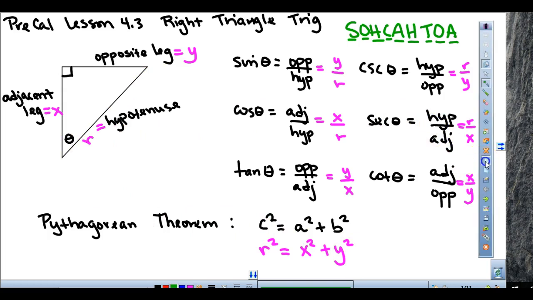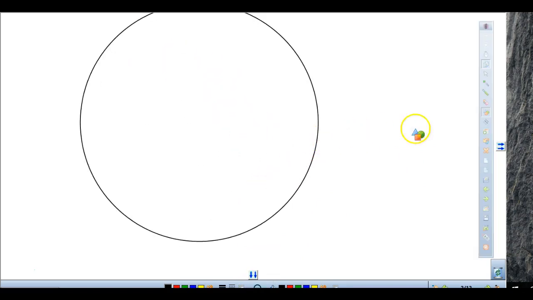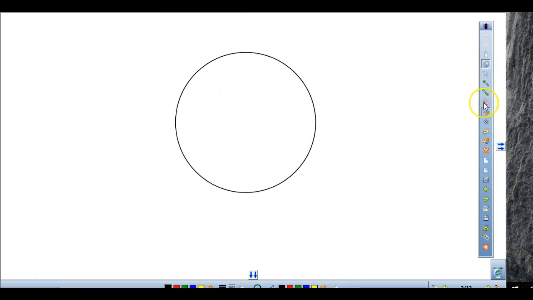I am so glad you asked. If you look at your unit, that is not a circle, Miss Letchworth. Let's pick up a circle here. There we go. Whoa! That was too big. Okay, there we go.